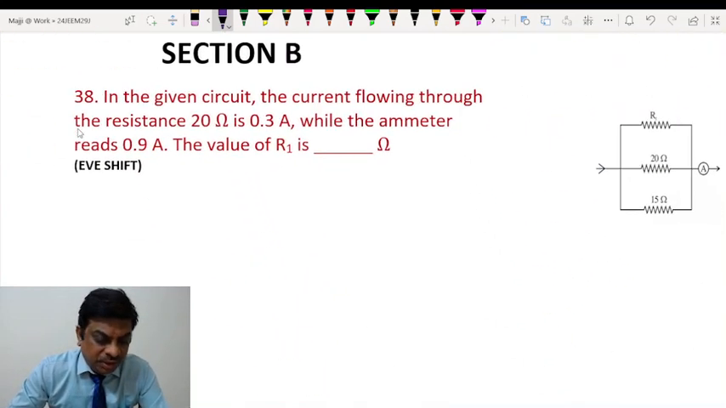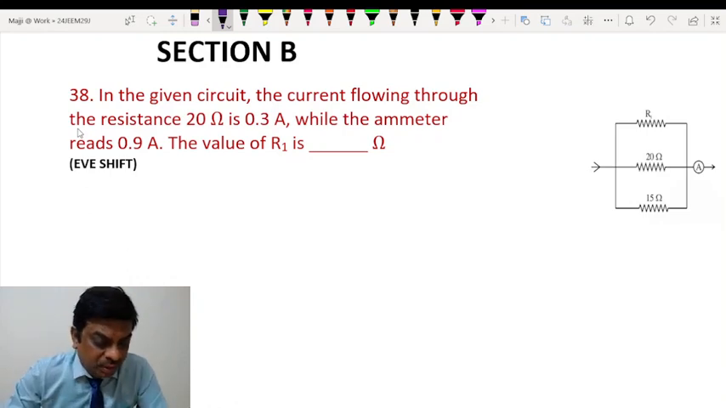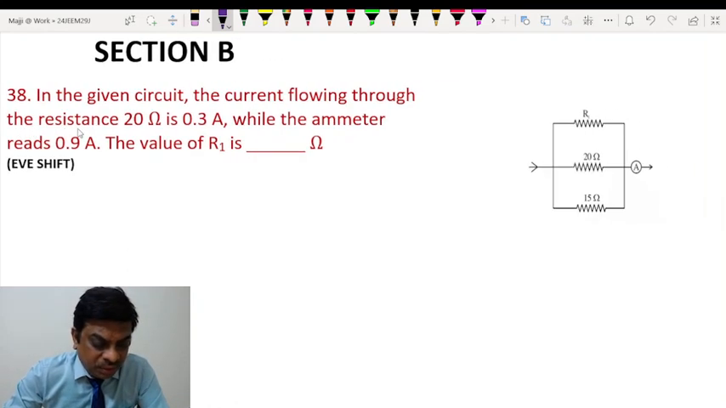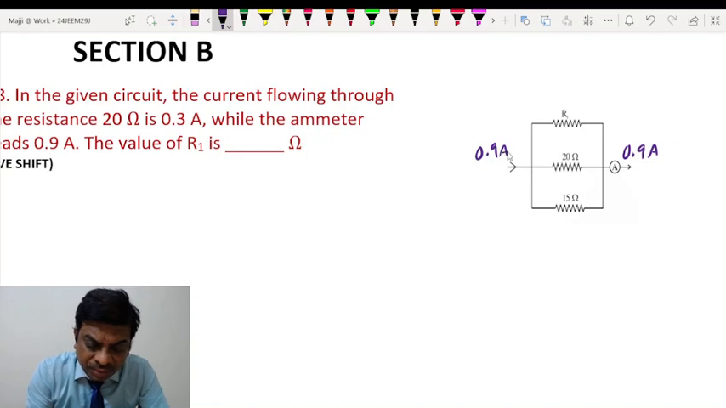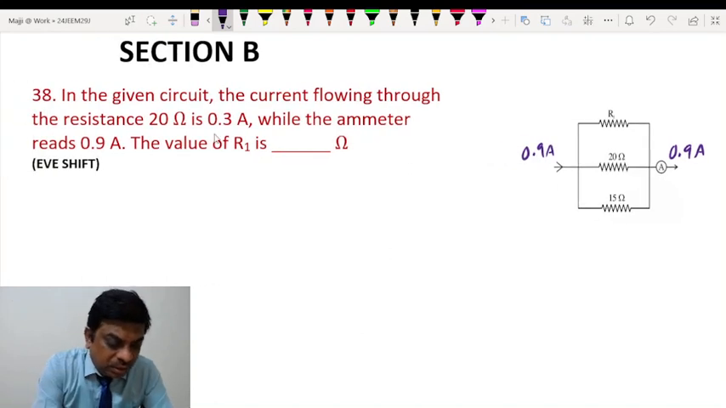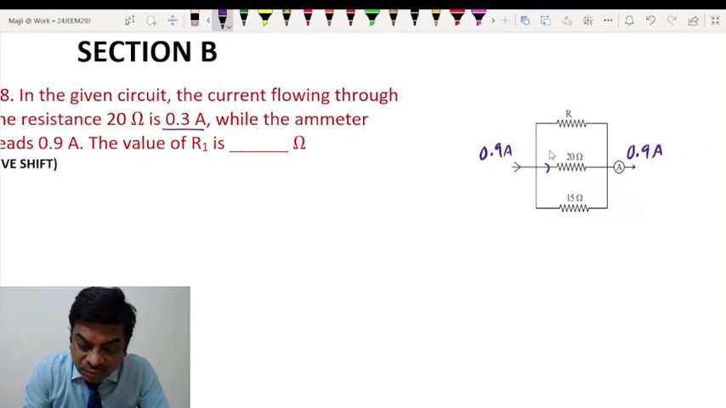Then coming to section B. In the given circuit, the current flowing through the resistance 20 ohm is 0.3 ampere, while the ammeter reads 0.9 ampere. Value of R1 is. So if ammeter is reading 0.9 ampere, so total current flowing must be 0.9 ampere, in which the 20 ohm resistance carries 0.3 ampere. So this will be 0.3 ampere.